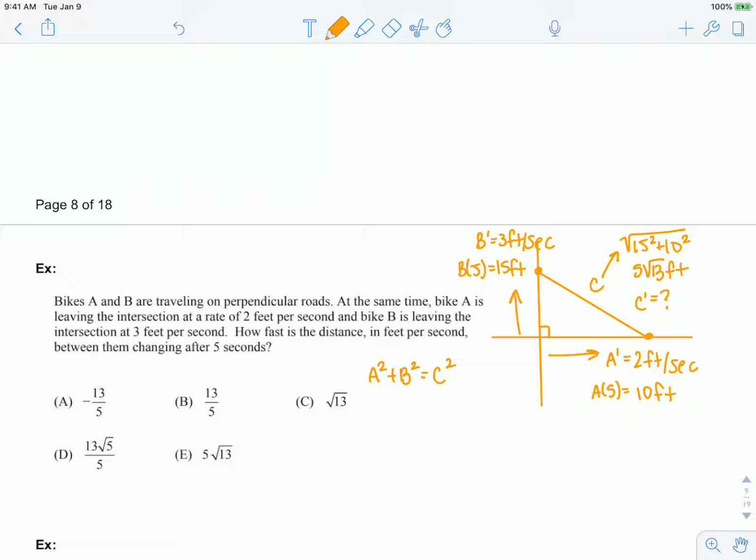We need to differentiate these variables with respect to time. They are all changing as A and B continue to drive or ride their bikes. So we get 2A, A prime, plus 2B, B prime, equals 2C, C prime. And remember, we're trying to solve for C prime.